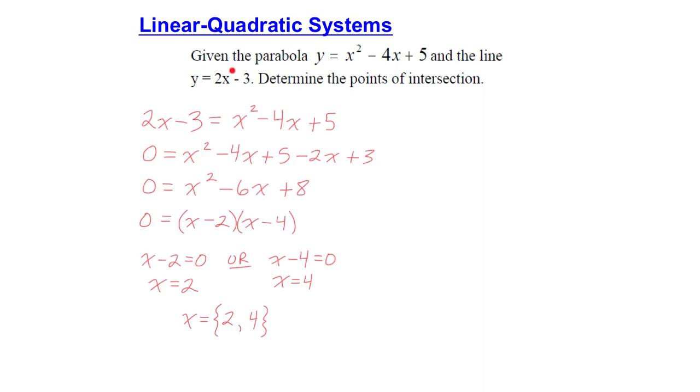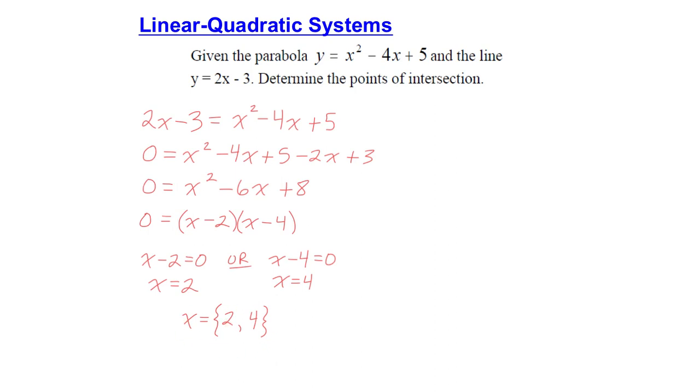So first I combine the equation of the line and the parabola. I set it equal to 0 and I simplify. Now I need to solve, so I can either solve by factoring or quadratic formula. This is pretty easy to factor, so I did that. x is either 2 or 4 when I solve.